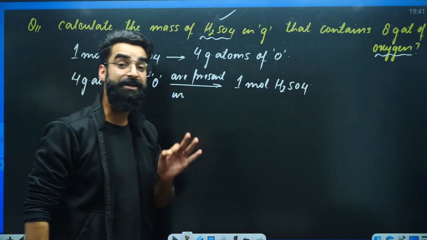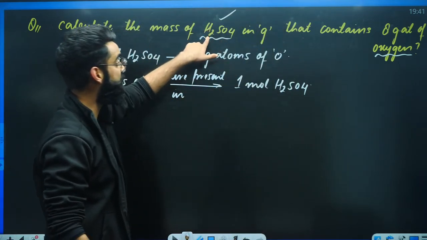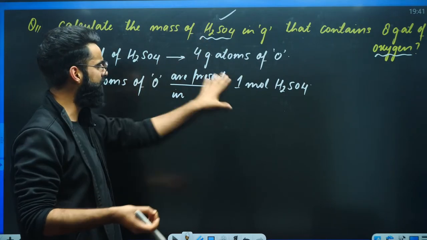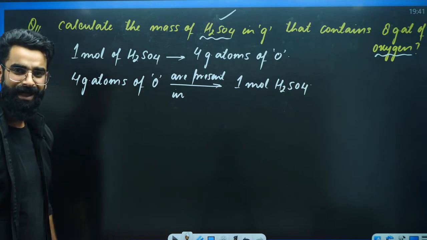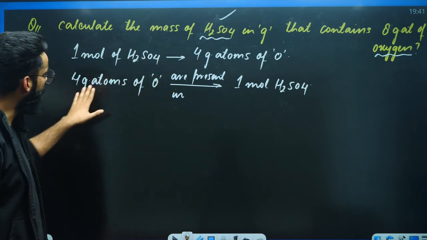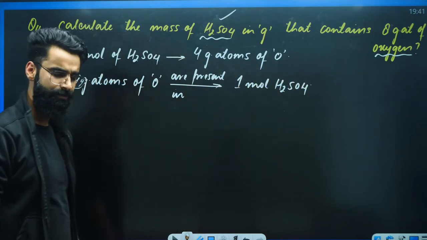The one whose data you have to calculate has to be on the right side of the statement. So in this question, we were supposed to calculate the mass of H2SO4. That is the reason why I reversed the statement, and I wrote the first statement in a different format. I wrote 4 gram atoms of oxygen are present in 1 mole H2SO4.